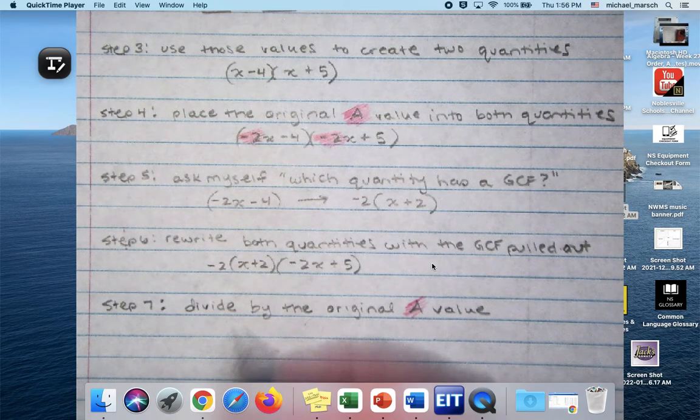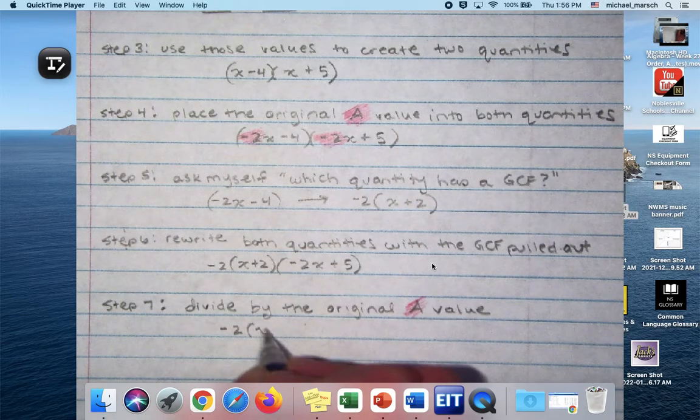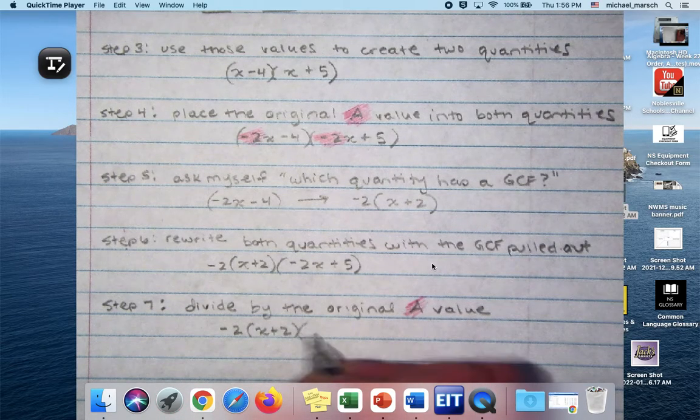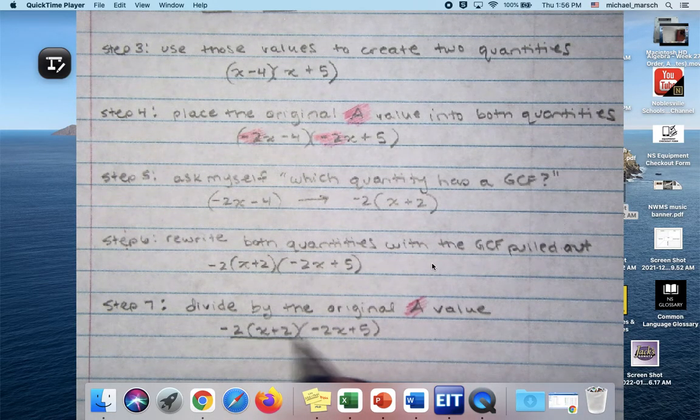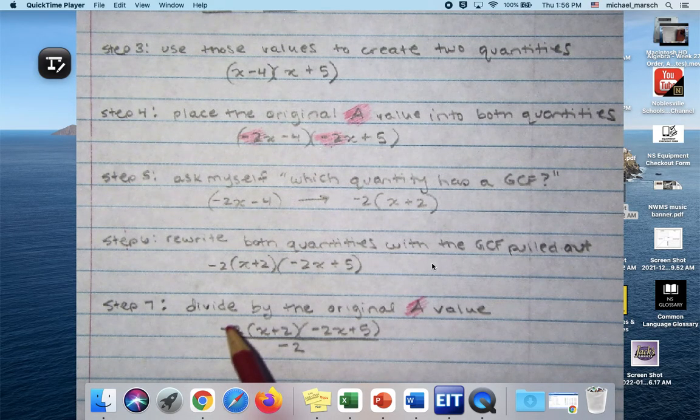Okay, so I've got this negative 2 times the quantity x plus 2 times the quantity negative 2x plus 5. And then I divide the whole thing by negative 2, which is my original A value. Right, so I've got my A out here, my A out here. What's negative 2 divided by negative 2? 1, so they cancel.